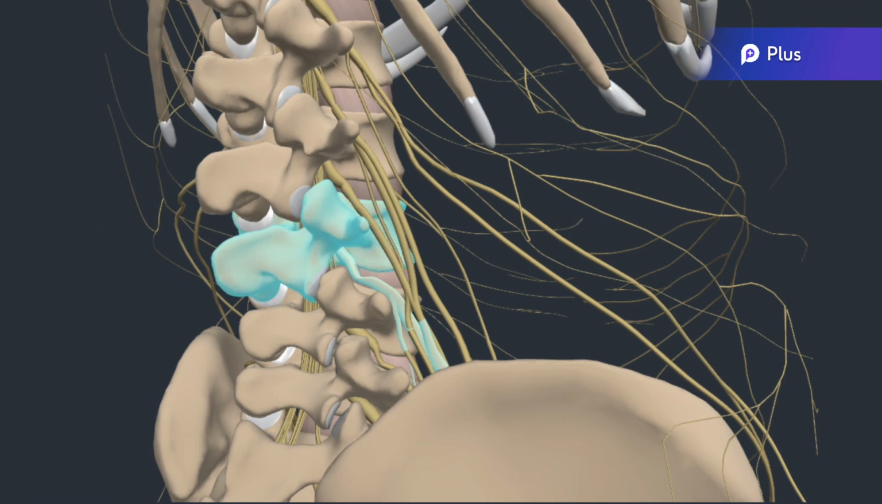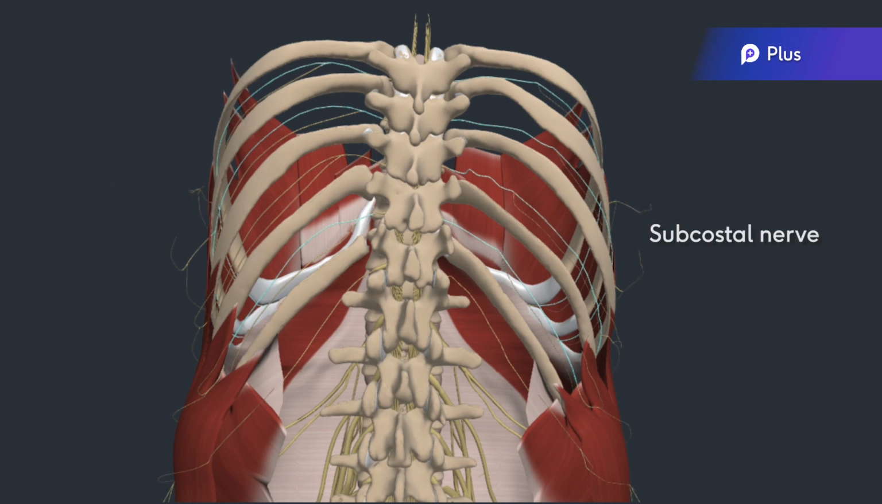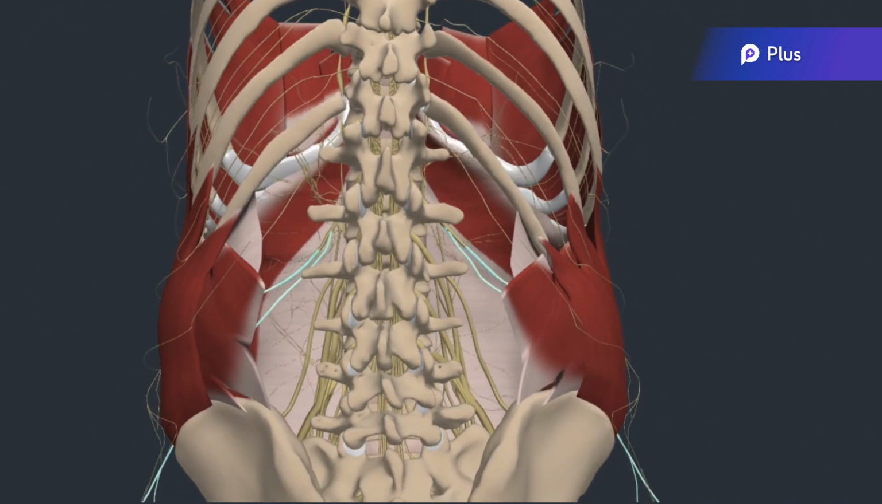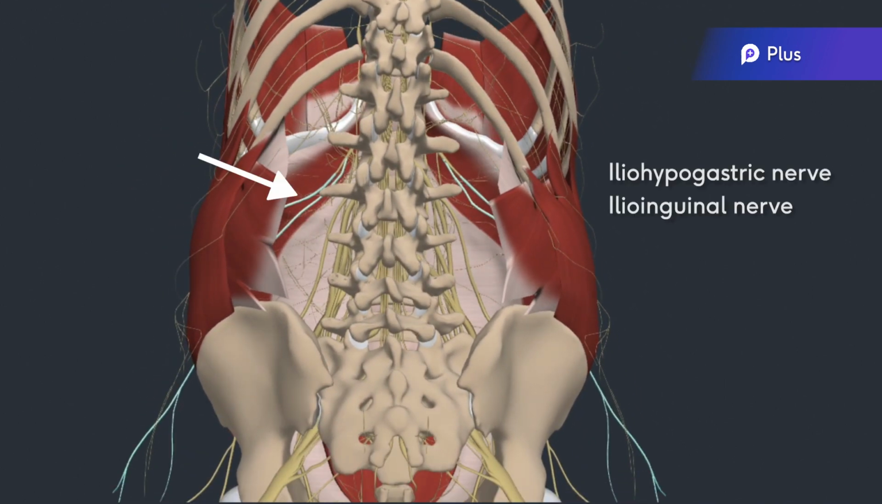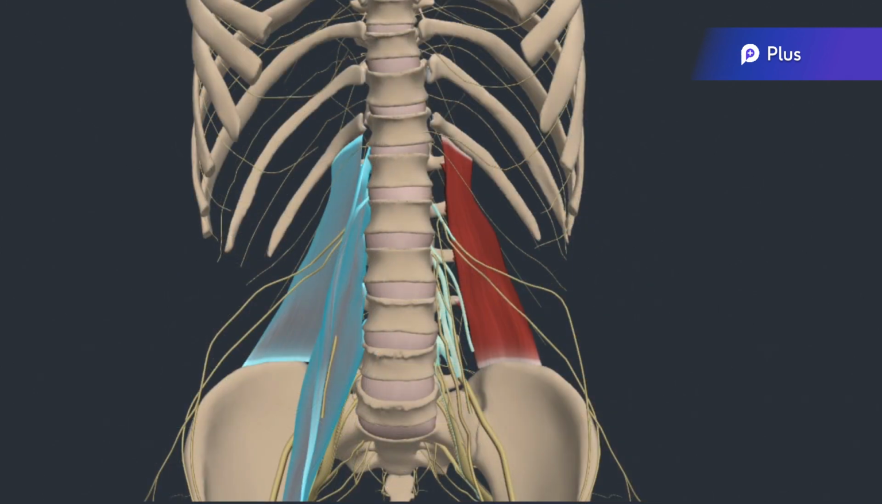The nerves innervating the anterior abdominal wall include the inferior intercostal nerves, which originate from the thoracic ventral rami of T7 to T12, the subcostal nerve, which originates from the ventral ramus of T12, and the iliohypogastric and ilioinguinal nerves, which originate from the ventral ramus of L1. The subcostal nerve also innervates the quadratus lumborum. The ventral rami of L1 to L4 innervate the quadratus lumborum and psoas major and minor.